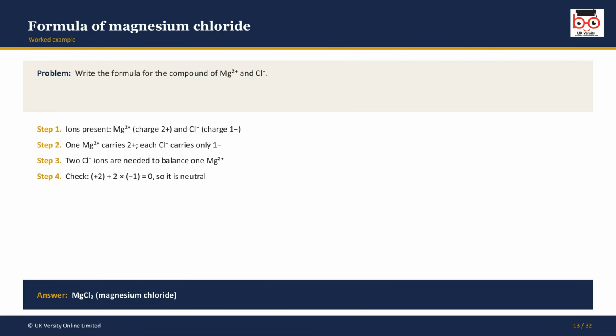Let's write the formula for magnesium and chloride. Magnesium is a 2+ ion and chloride is 1-. One magnesium carries 2+, but each chloride carries only 1-, so we need 2 chloride ions to balance a single magnesium. Checking that, +2 + 2 lots of -1 comes to 0, nicely neutral. So the formula is magnesium chloride, MgCl2.